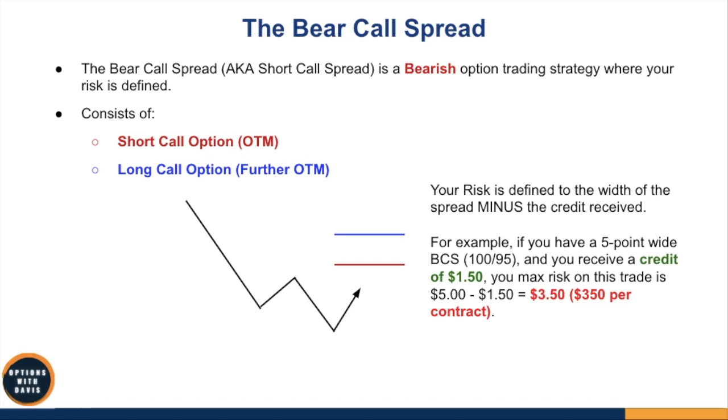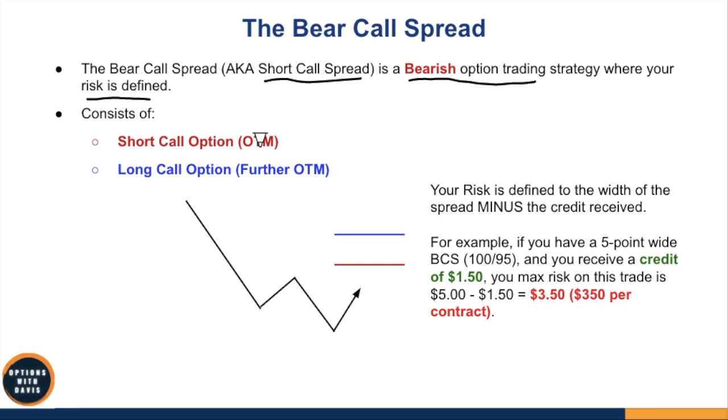So what is the bear call spread? The bear call spread, also known as the short call spread, is a bearish option trading strategy. That means you want the market to go down, and this is where your risk is defined. Unlike naked options, where you have a single option and your risk is unlimited, with the bear call spread you have a defined risk. So there's no way you can blow up your whole account in just a single trade compared to a naked put option or a naked call option.